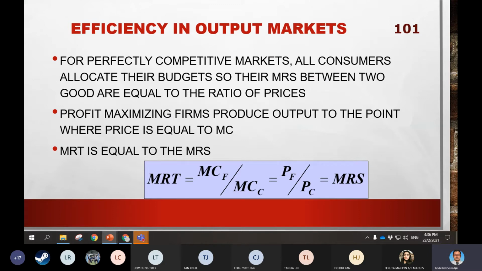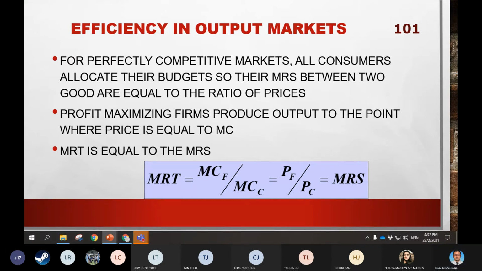Now we talk about efficiency in the output market. When output markets are perfectly competitive, consumers allocate their budget so that the marginal rate of substitution, MRS, between two goods is equal to the price ratio. So we have MRS equal to the price of food, or price of X, divided by the price of clothes, or price of Y. So the marginal rate of substitution equals PF divided by PC, the price of F divided by the price of C.